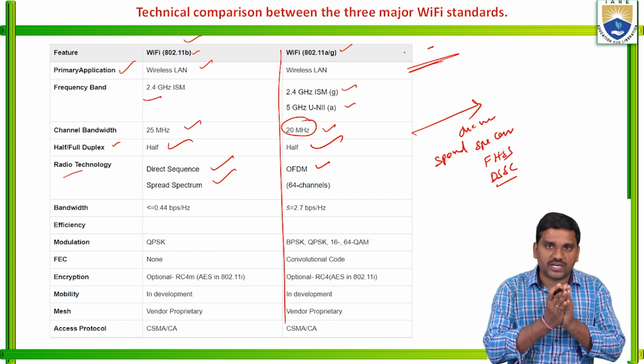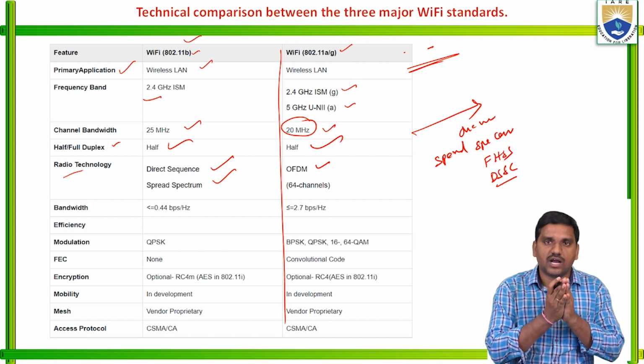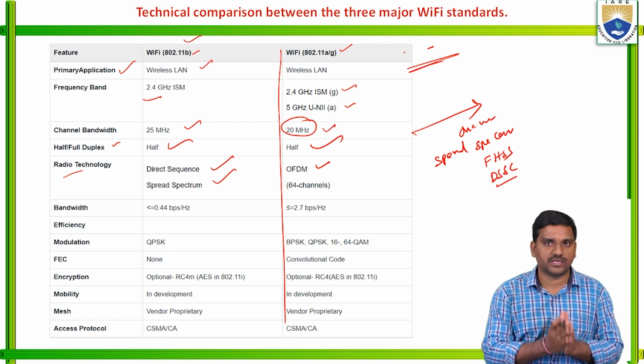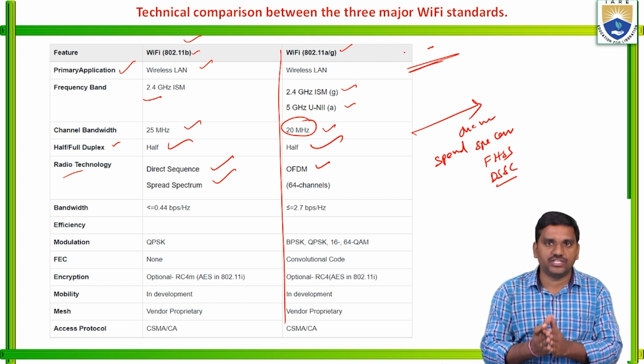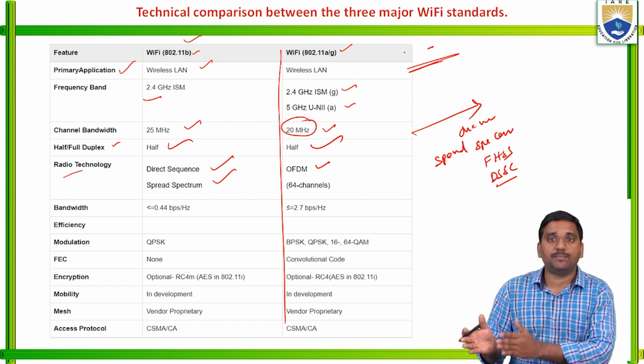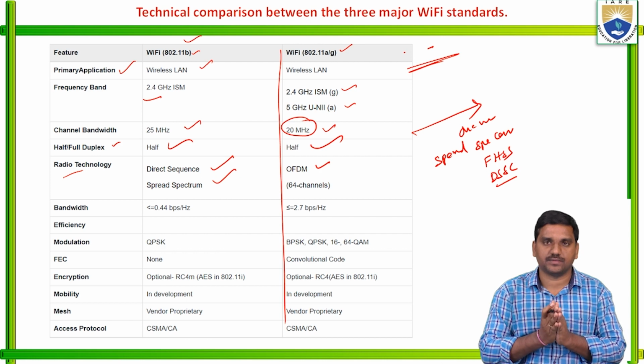802.11b is based on spread spectrum concepts. It employs the spread spectrum concept, that is frequency hopping and direct sequence spread spectrum. But 802.11a and g employ a multiplexing technique, that is orthogonal frequency division multiplexing.